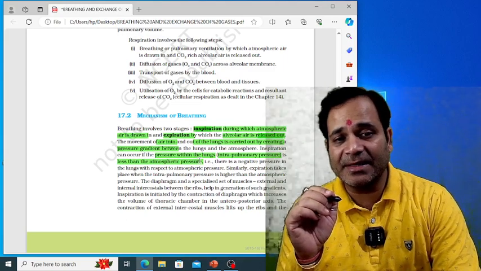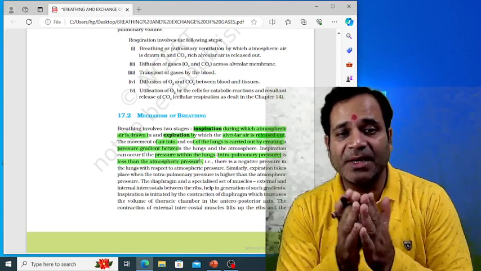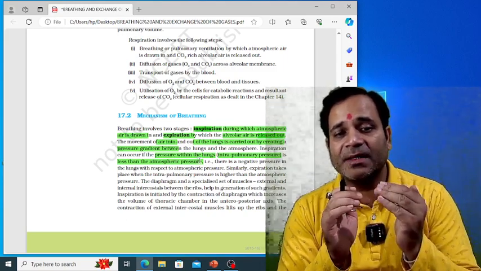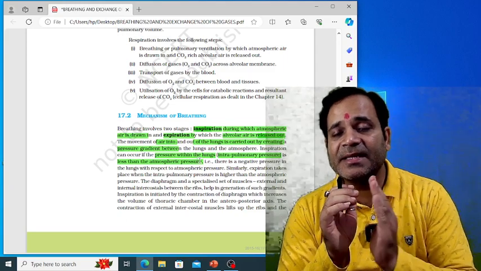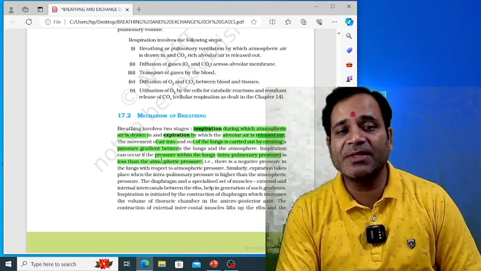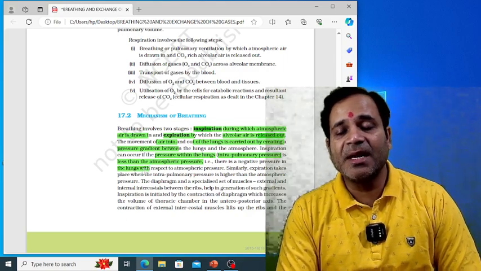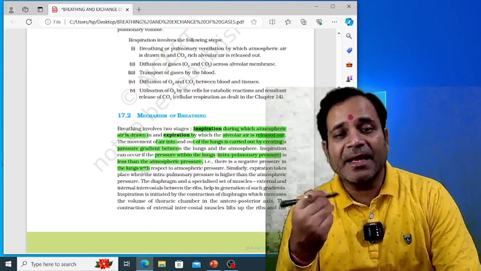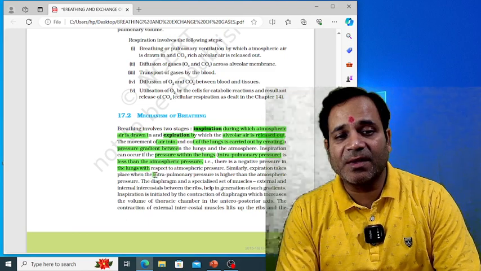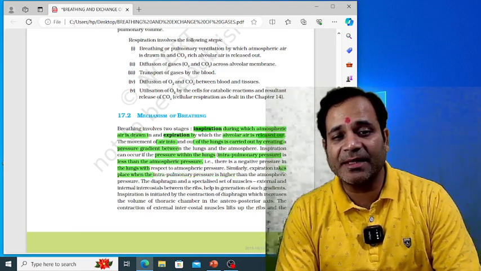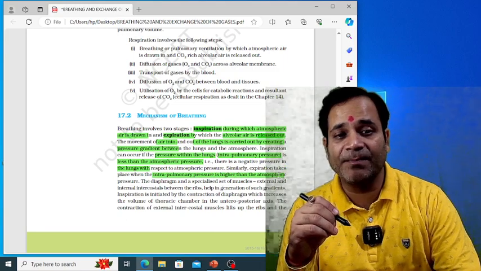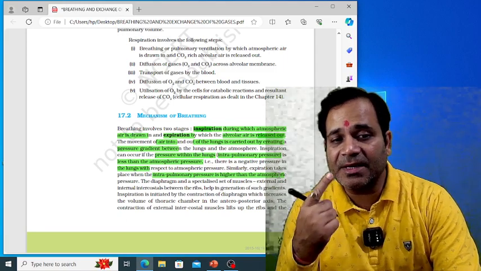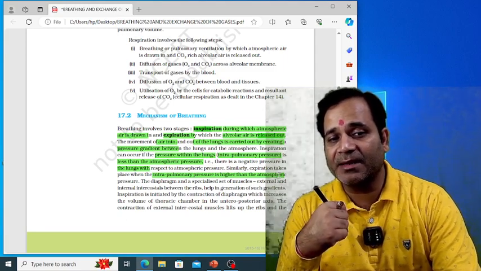So the pressure within the lungs is less than the atmospheric pressure. Clear? Whenever the pressure within the lungs is less than the atmospheric pressure, there is negative pressure in the lungs. What type of pressure? Negative pressure, my dear, with respect to atmospheric pressure. So during expiration, the intrapulmonary pressure is higher than the atmospheric pressure, my dear. This one is a very important line. So during expiration, the intrapulmonary pressure is higher than the atmospheric pressure.